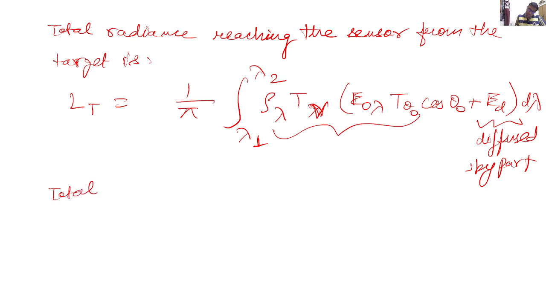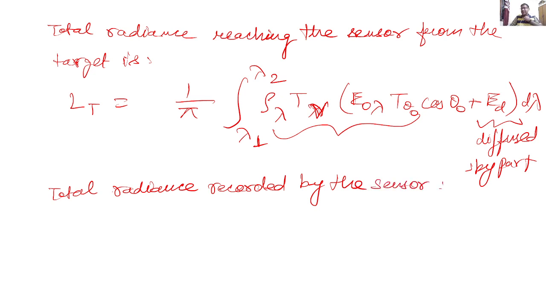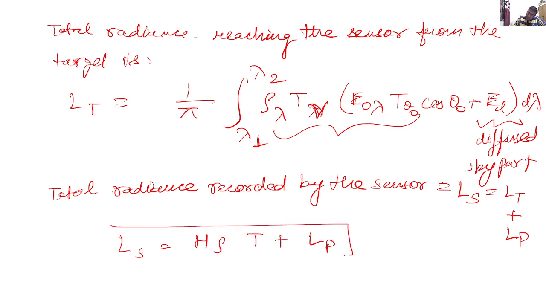So the total radiance recorded by the sensor will not only be the radiance which reaches the sensor from the target, but also the path radiance part. Let us suppose we term it as LS. So LS is LT plus LP. LP is the path radiance and LT is the radiance which reaches the sensor from the target. And LP, we all know, does not come from the target, so it will not give us spectral information about the target. So LS can be H rho T plus LP. I will tell you what these terms are.